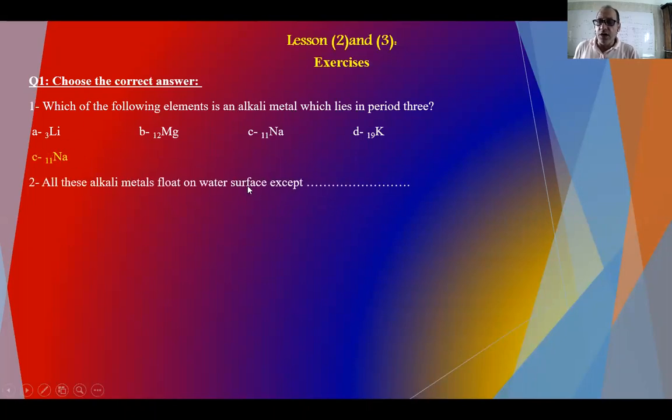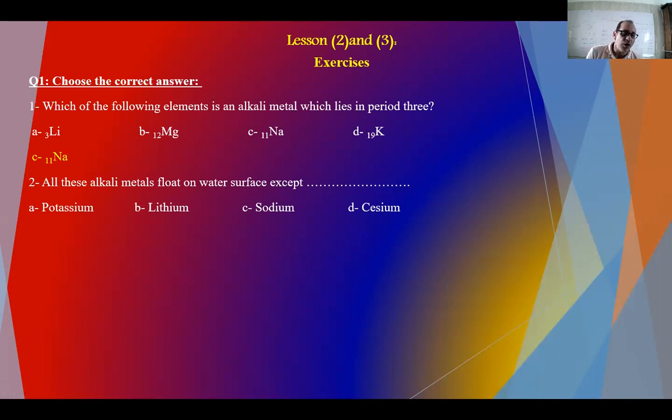Number 2, all these alkali metals float on water, and we know they float on water. We have 3 here that float on water, except 1. Potassium floats on water, sodium floats on water, lithium floats on water, because all of them have density lower than the density of water. So the cesium is the only one that will sink. There is another one, which is rubidium, by the way.